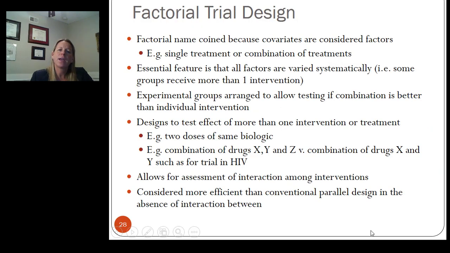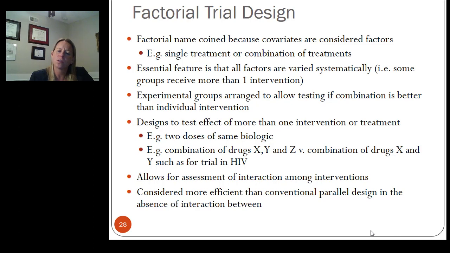The next big category of clinical trial designs is called the factorial trial. This was coined because of the use of covariates that are considered factors. For example, a single treatment versus a combination of treatments. And in this design, experimental groups are arranged to allow testing if the combination is better than individual doses or individual interventions. So this design is used to test the effect of more than one intervention or treatment.